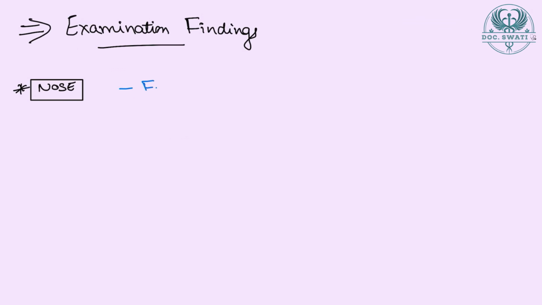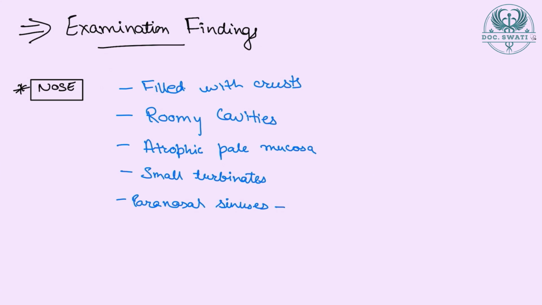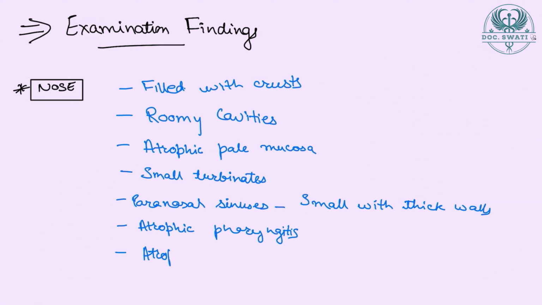Now let's discuss the examination findings of the nose. What all changes do we find in the nose? First, the nose is filled with crusts. Second, there is a presence of roomy cavities. Third, we have atrophic pale mucosa. Fourth, we have small turbinates. Fifth, there are paranasal sinuses, small with thick walls. Next, we have atrophic pharyngitis, followed by atrophic laryngitis.